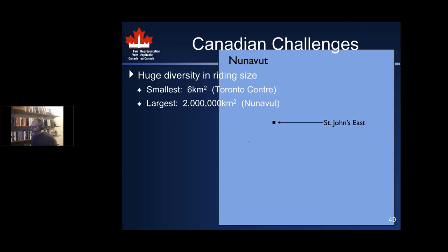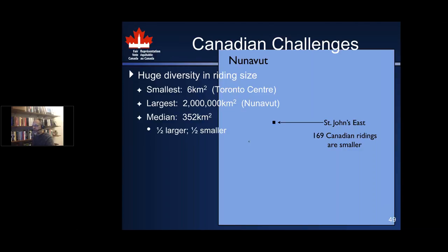John's East. St. John's East is at the median of Canadian ridings, 352 square kilometers, and it has the distinction that half of Canadian ridings are smaller than St. John's East. 169 ridings are smaller than that black rectangle, and 168 are St. John's East plus 168 others are larger. Okay. So that rectangle represents the midpoint in our riding sizes.